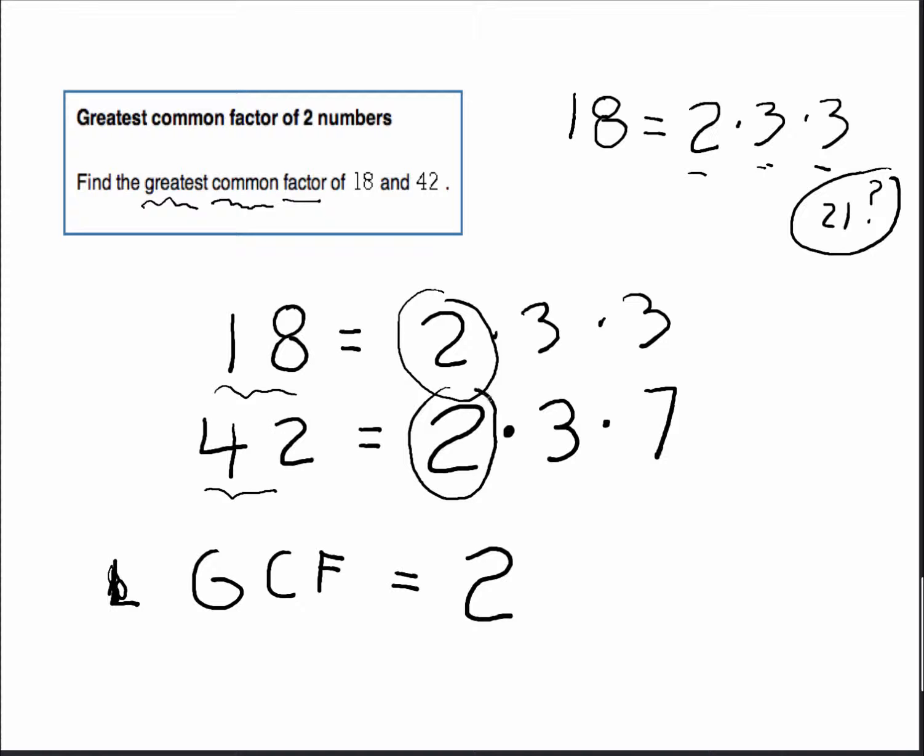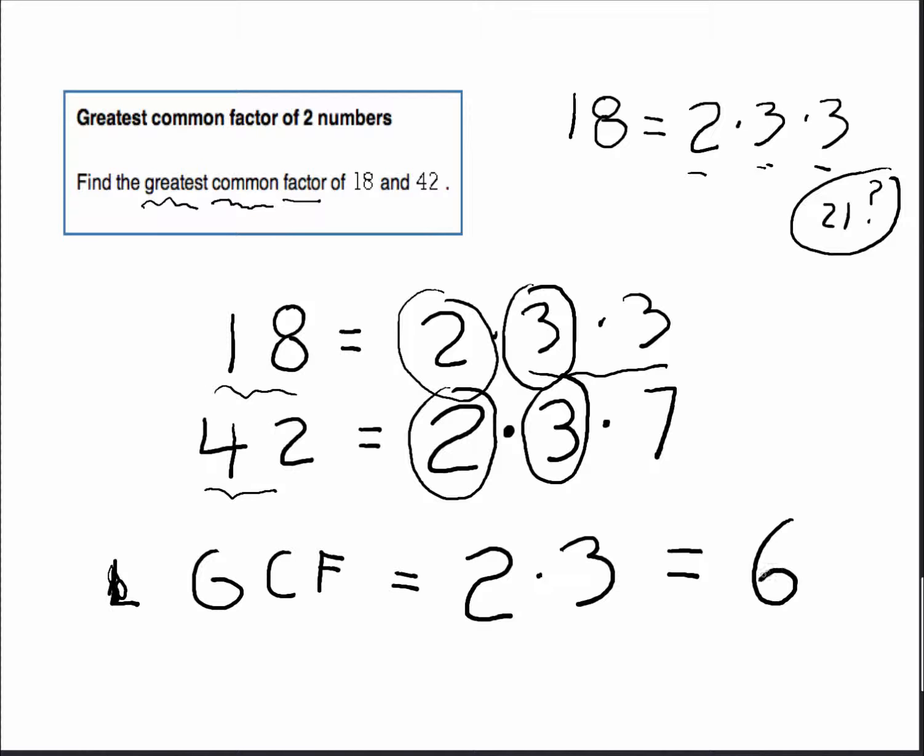So then I'd say, okay, what's left? Well, I've got 3's up here for 18, but there are 2 3's. But there's only 1 3 in both of them, so I can include the 3. Then I ask myself, is there anything else I can throw in there that would be a factor of both 18 and 42? And the answer is no. So the greatest common factor is 6.